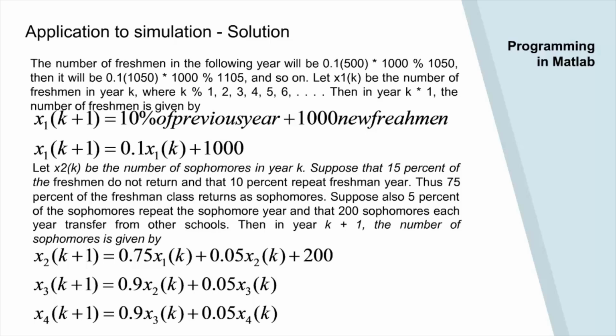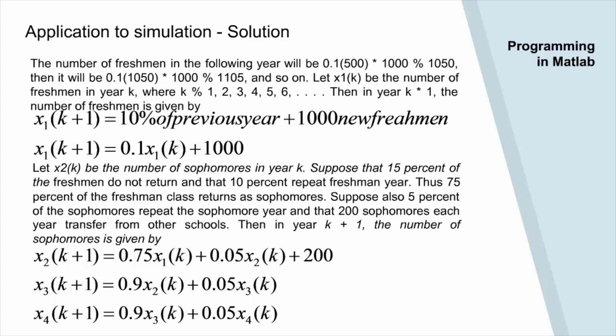So the number of freshmen in the following year will be 0.1 times 500 plus 1000, that will be 1050. Then it will be 0.1 times 1050 plus 1000, that will be 1105, and so on. Let x1(k) be the number of freshmen in year k, where k is equal to 1, 2, 3, 4, 5, 6, and so on. Then in year k+1, the number of freshmen is given by x1(k+1) = 0.1 x1(k) + 1000.